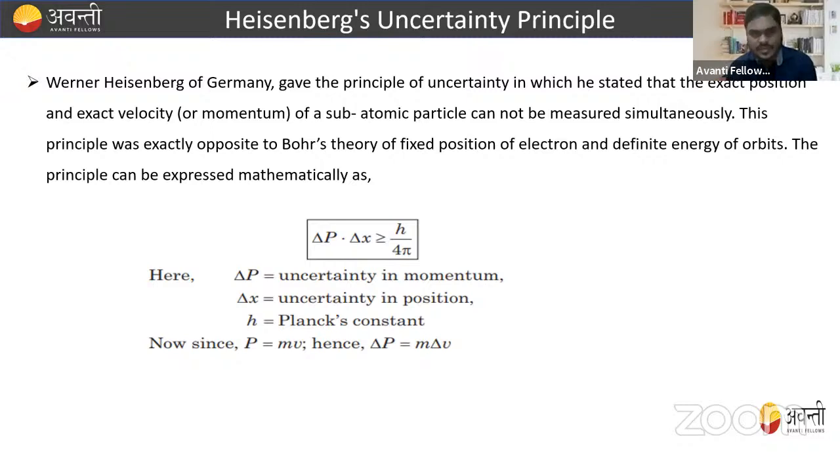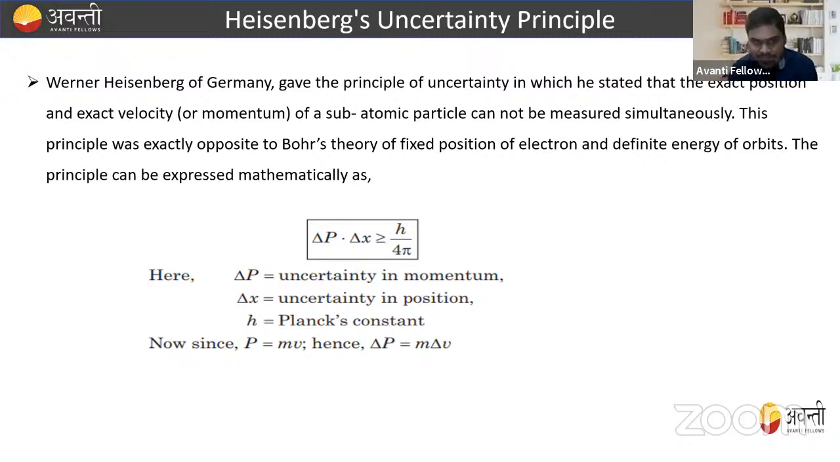Heisenberg uncertainty principle. So what is this Heisenberg uncertainty principle, beta, and what does it state? Werner Heisenberg of Germany gave the principle of uncertainty, in which he stated that the exact position and exact velocity, or in other words, we can say momentum, of the subatomic particle cannot be measured simultaneously.